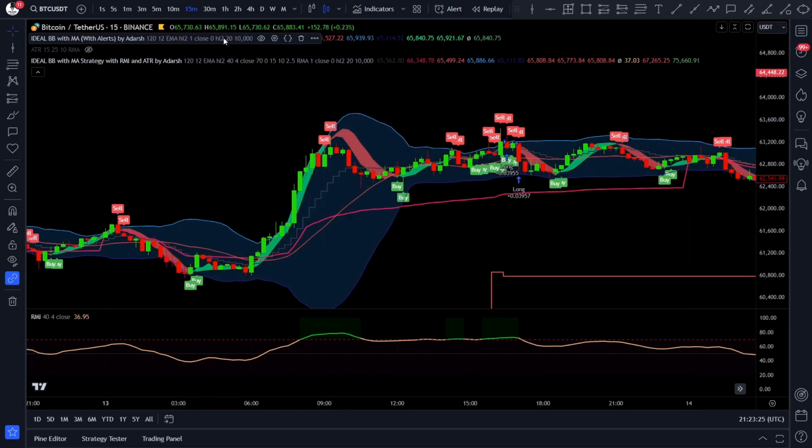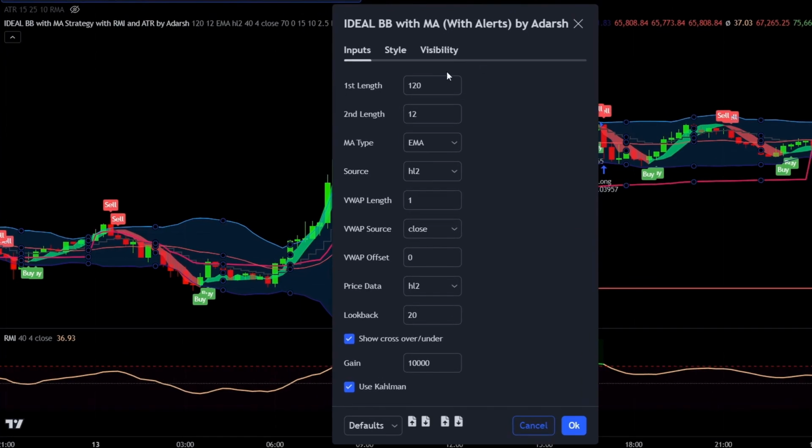So first open up the idealBB. And don't worry about all these settings, because the buy and sell signals are only affected by the price data, the lookback, the gain, and the use common. Here, make sure that the lookback is set to 20, the price data is set to HL2, the gain is set to 10,000, and the use common is ticked.